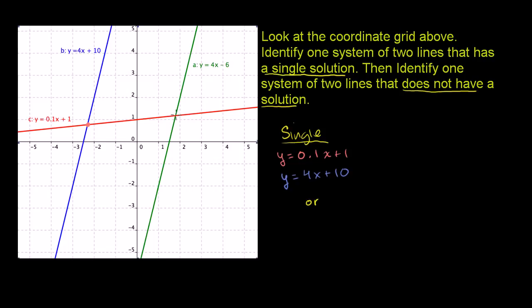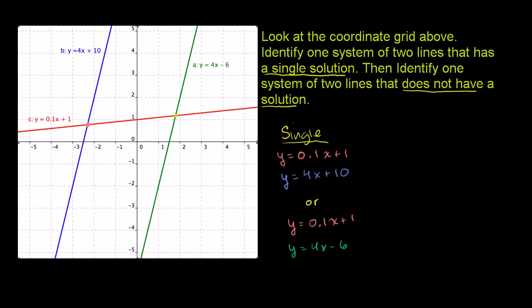This point of intersection right here, once again, represents an x and y value that satisfies both the equation y is equal to 0.1x plus 1, and the equation y is equal to 4x minus 6. So if you look at this system, there's one solution because there's one point of intersection of these two lines. And this system also has one solution because it has one point of intersection.